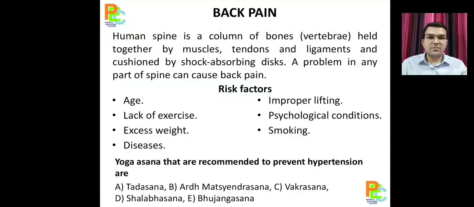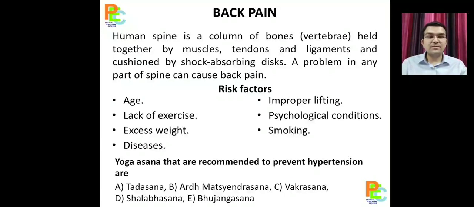Other reasons for back pain are age. Elderly people, if they don't maintain their fitness level, may get back pain. Second is lack of exercise. If we don't keep our back muscles strengthened, with good muscle tone, we may get back pain. Then excess weight. Overweight might stress your vertebrae, synovial fluid and the vertebral column. Next is any disease. Any infection or disease may also lead to back pain.